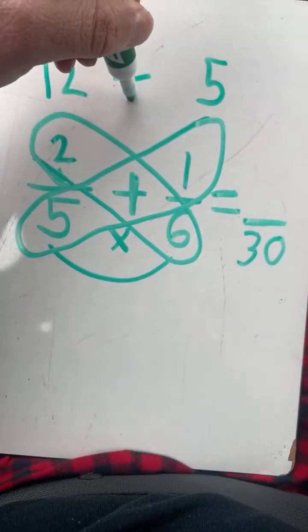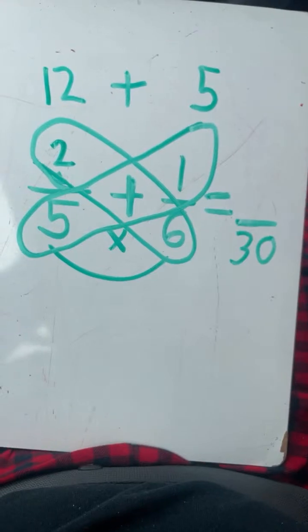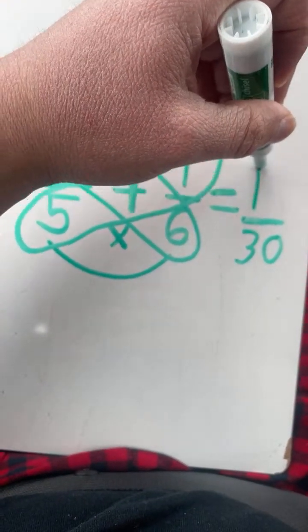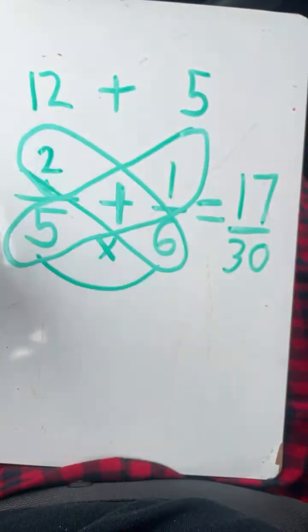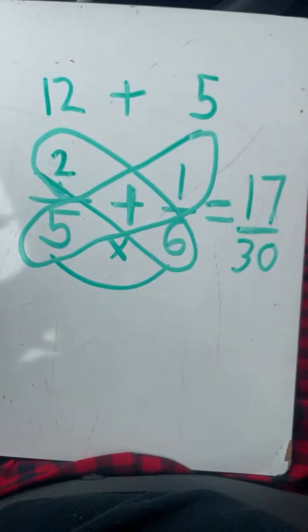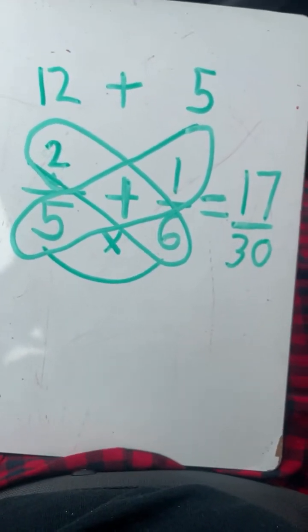So now the final step is we have to add our two numerators together. So 12 plus 5 equals 17. And we have our final answer. 2/5 plus 1/6 equals 17/30.